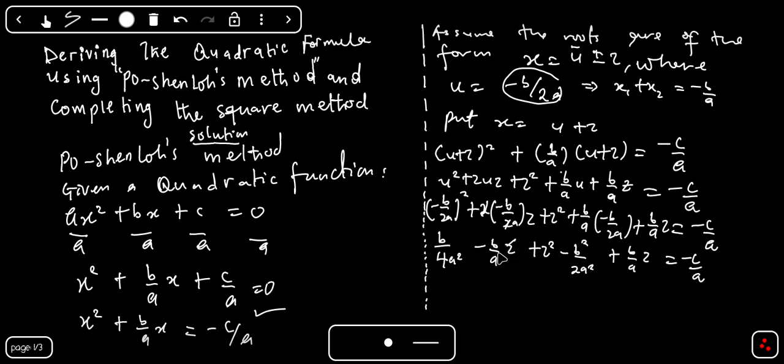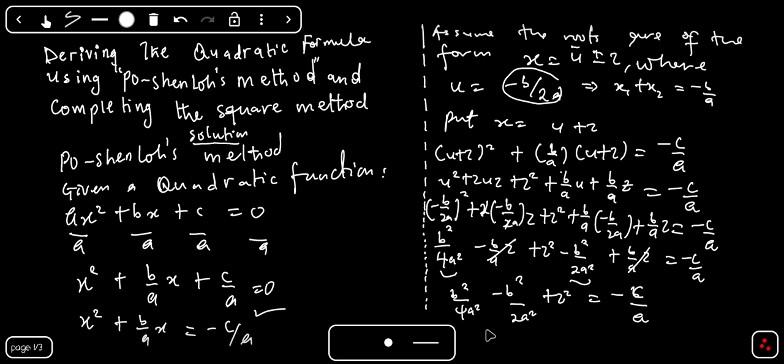So we can see that if you collect like terms, the minus b over a z cancels out the b over a z. Then you bring b squared over 4a squared and minus b squared over 2a squared. So we are going to have b squared over 4a squared minus b squared over 2a squared plus z squared is equal to minus c over a.